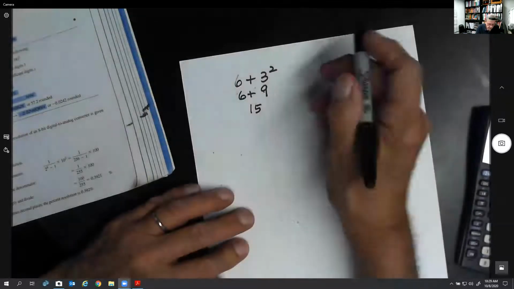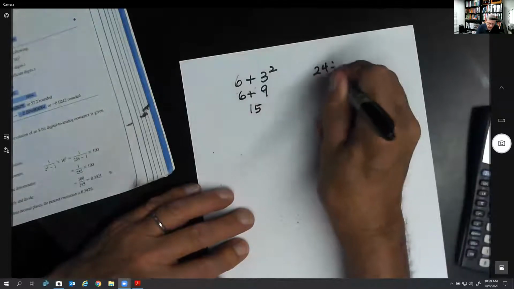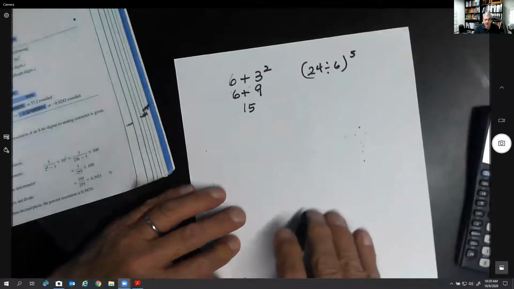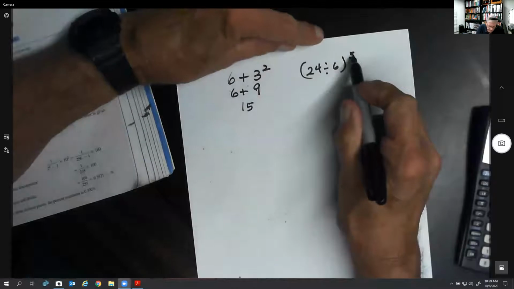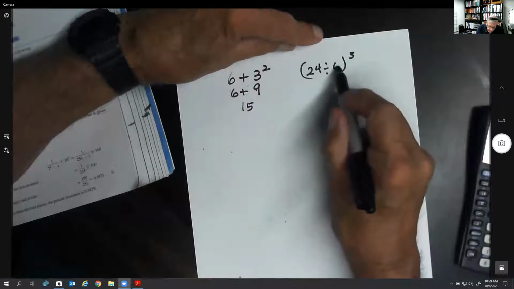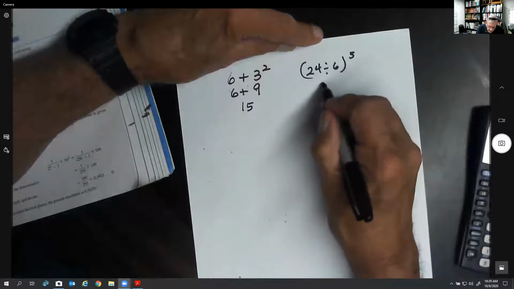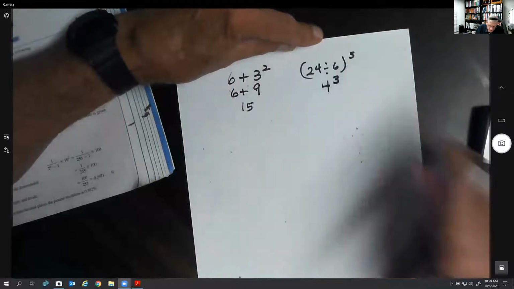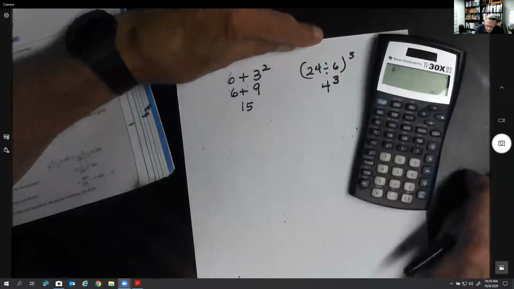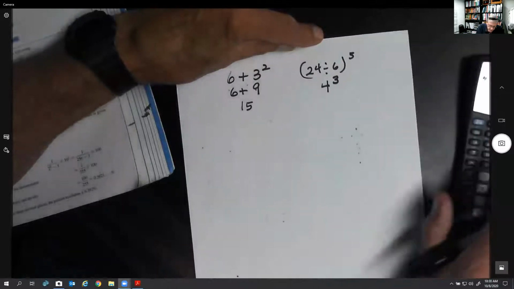Okay. Here's another interesting problem. 24 divided by 6 cubed. Now, normally we would do the power before we do this division. But in order to get it, we need a number to raise to that power. We do have to do this division first. So this would be 4 raised to the third power. So I'm going to hit 4 raised to the third power. I can't hit my x squared key. It's not going to help me. 64.